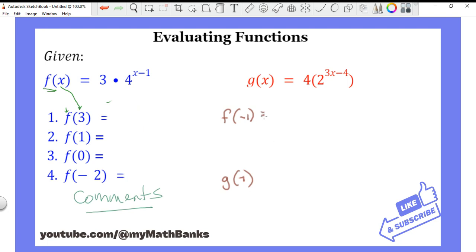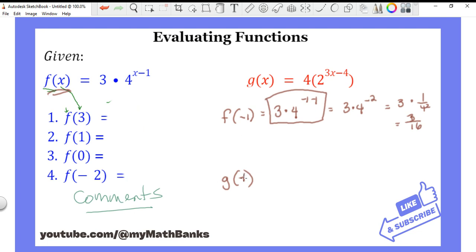Well, for the first one, we are going to use the f function. So this is going to be 3 times 4 to the power of, instead of x, you will write negative 1 minus 1. So 3 times 4 to the power of negative 2, or 3 times 1 over 4 squared. So this is going to be 3 over 16. Better yet, you can just put this in a calculator, and it should evaluate for you.